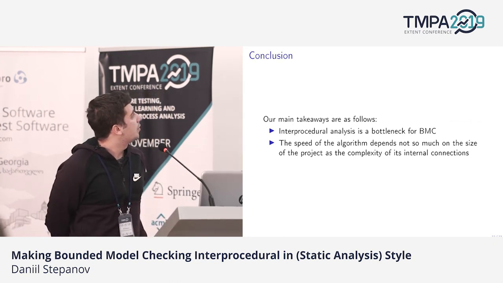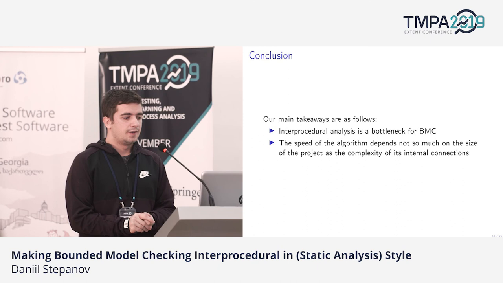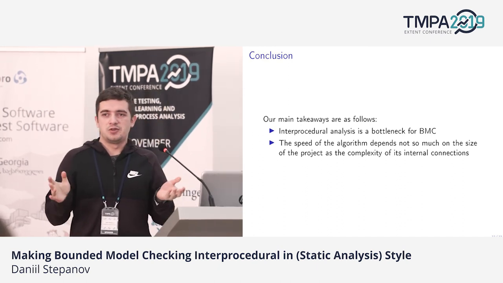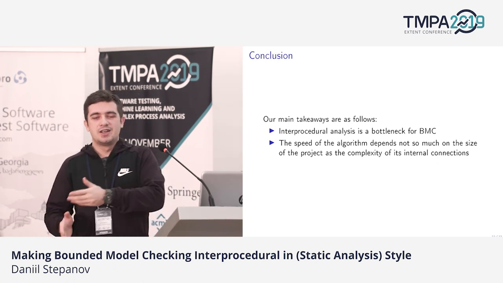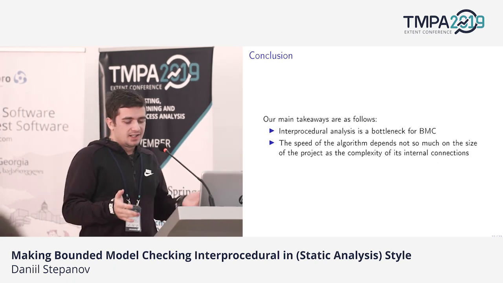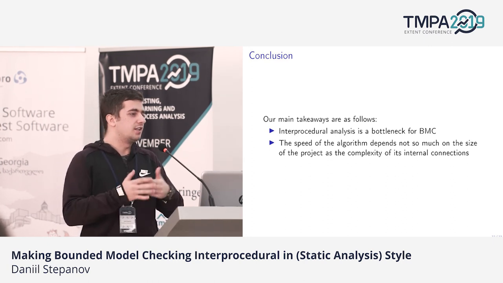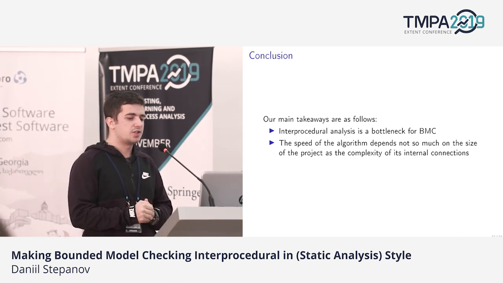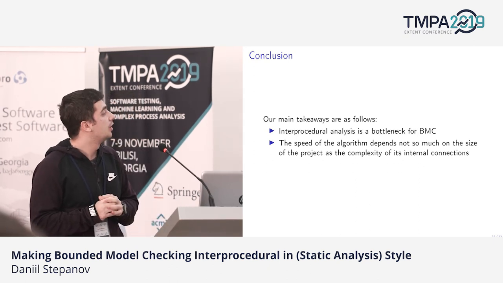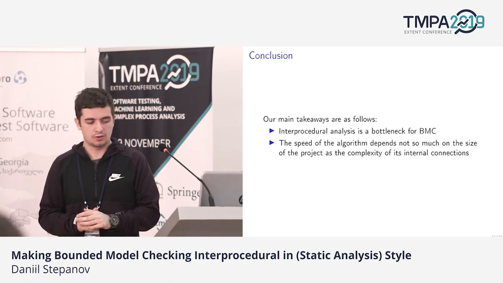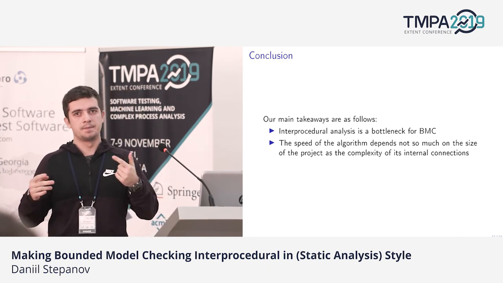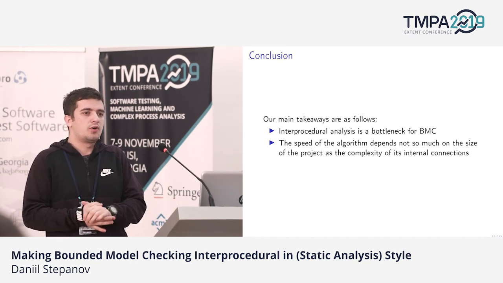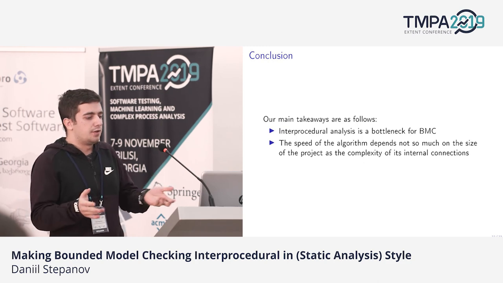Finally, our main takeaways are as follows. Interprocedural analysis is still a bottleneck for BMC. We have no algorithm that works without interprocedural analysis and shows results like inlining, and the speed of our algorithm depends not so much on the size of the project as on the complexity of its internal connections. We can analyze a program of 10,000 lines faster than a program of 1,000 lines because of its complexity.